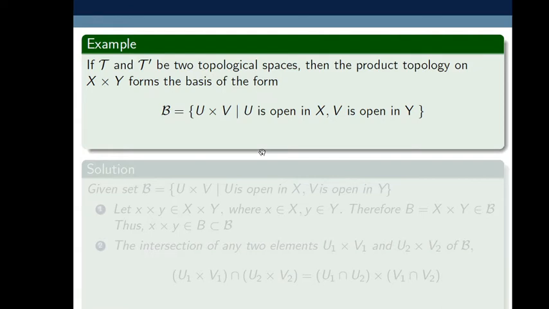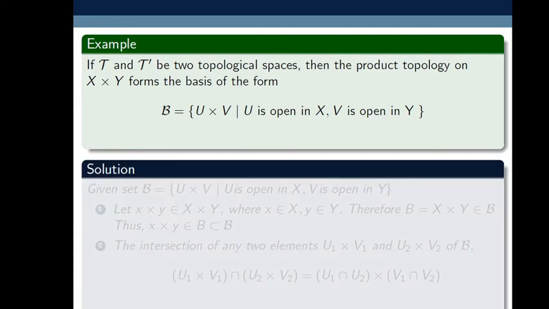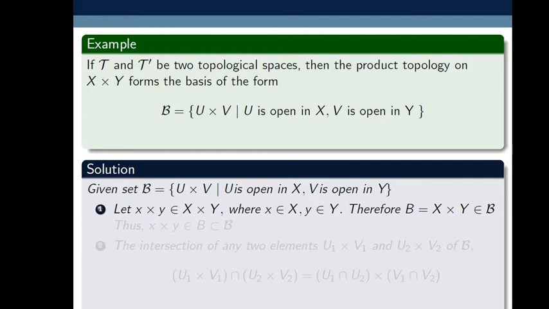Now here we have to claim that this script B is a basis. So let's have the solution. Given set script B equals the Cartesian product of U and V, such that U is open in X and V is open in Y. So let us assume the element small x, small y. This belongs to the Cartesian product of X and Y, where small x belongs to X and small y belongs to Y.